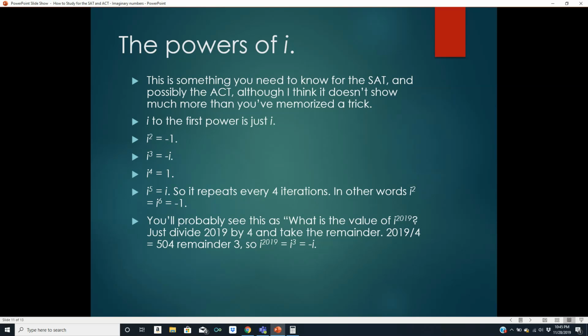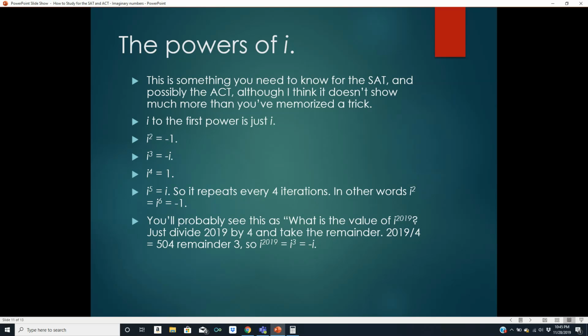i to the first power is just i, like anything else to the first power. i squared is -1. i cubed is -i. i to the fourth is 1. So i to the fifth is just i. So this repeats every 4 iterations. In other words, i squared is the same as i to the 6, because 2 plus 4 is 6, equal to -1. So you'll probably see this as something like, what is the value of i to the 2019th power?